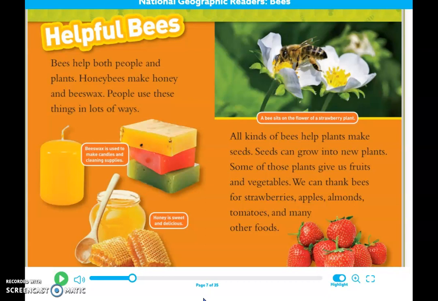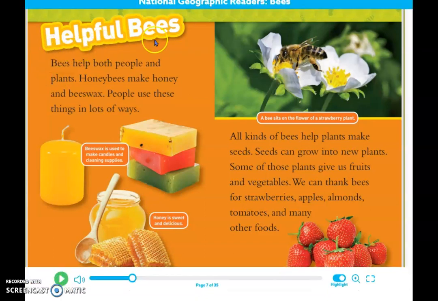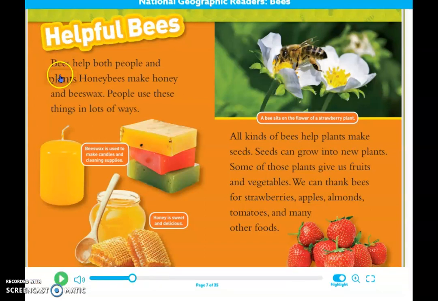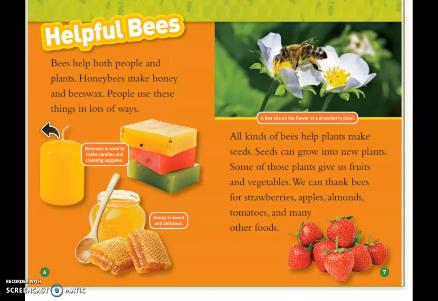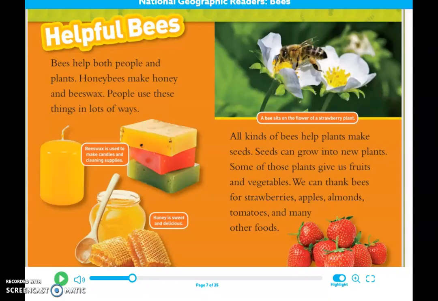Bees help both people and plants. Oh, I already noticed something that repeated. The word help. Helpful Bees is the title of this section of the text, and this first sentence says, bees help both people and plants. I'm going to go back to my graphic organizer and record that detail. So in my chart, I'm just going to record the word helpful. Let's go back to the text and see if we can find any other details that repeat.